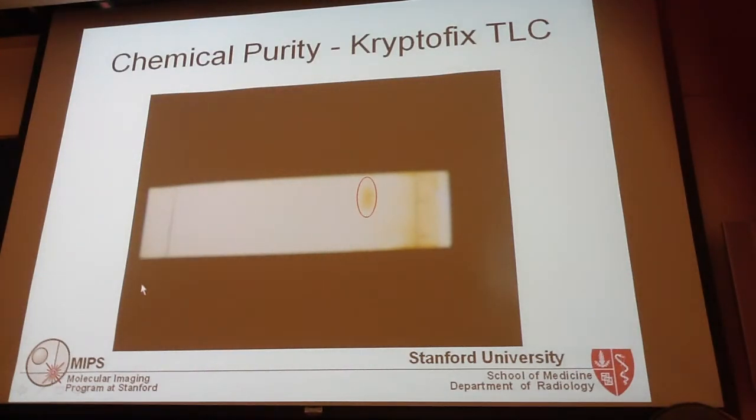Chemical purity. What would chemical purity be if we were talking about a molybdenum technetium generator? Aluminum. Okay, aluminum. Yeah, any of your non-radioactive components, whatever other stuff that's non-radioactive, how much of that would be in there? That's what the cryptofix thin layer chromatography is for.